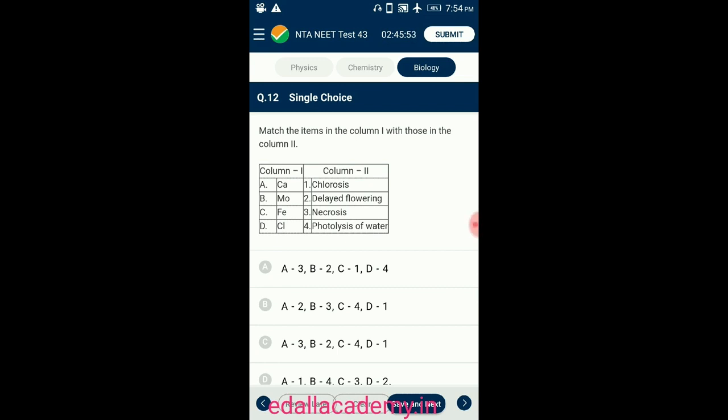So the correct sequence is option A. A is pairing with the third one, B is pairing with the second one, C is pairing with the first one, D is pairing with the fourth one.